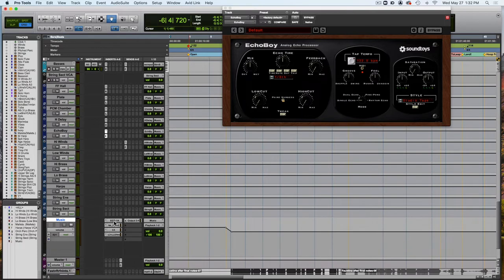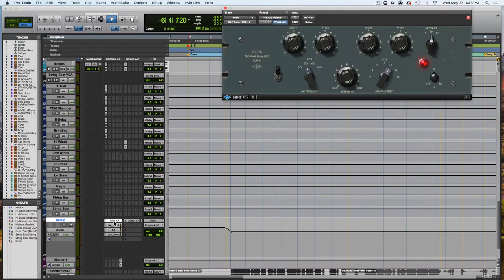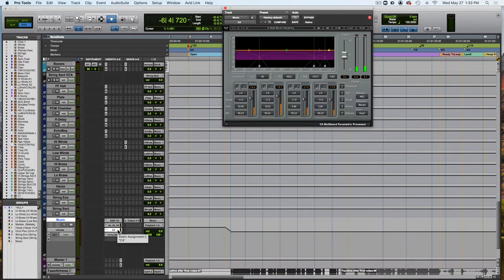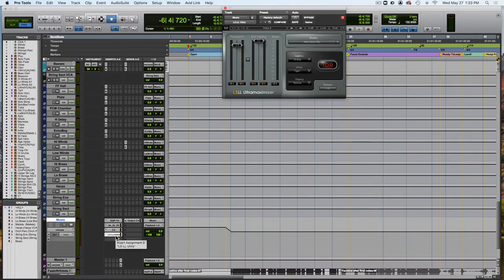I guess I could show you that. So I've got the Pultec EQP1 from UA, BrainWorks BXXL V2, which I use for some compression and for stereo widening, C4 by Waves, and then my final plugin is the Waves L3LL Ultra Maximizer.